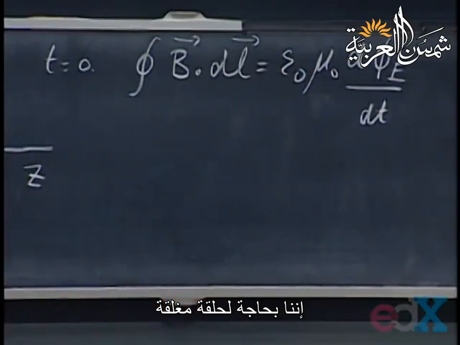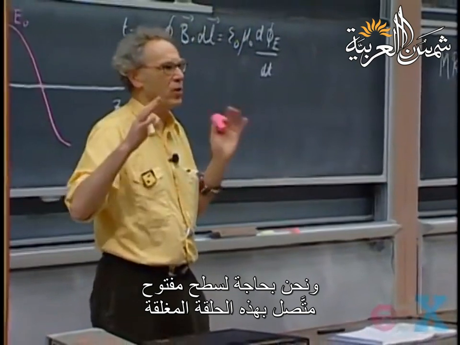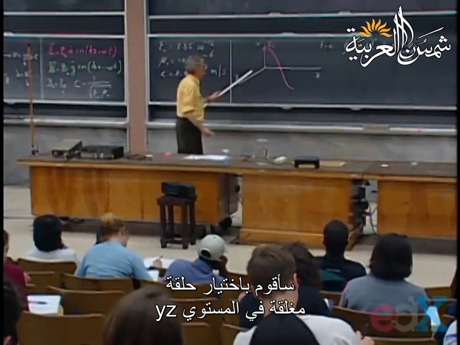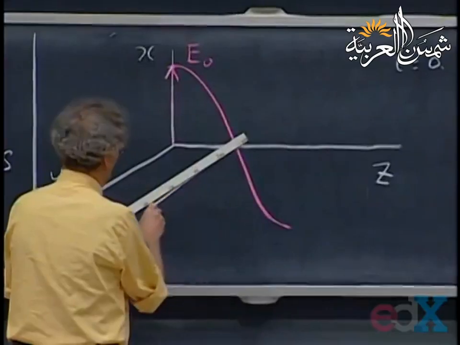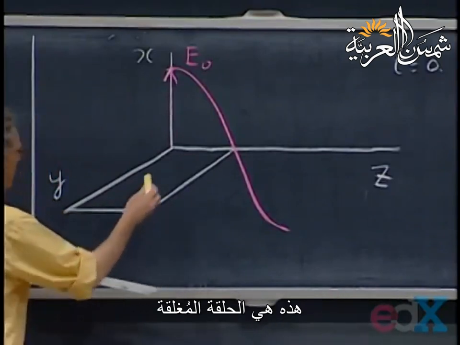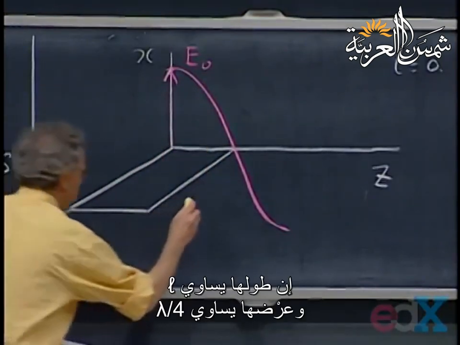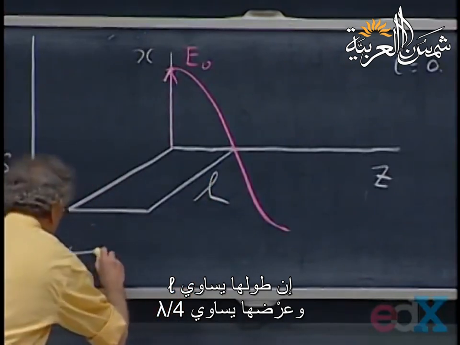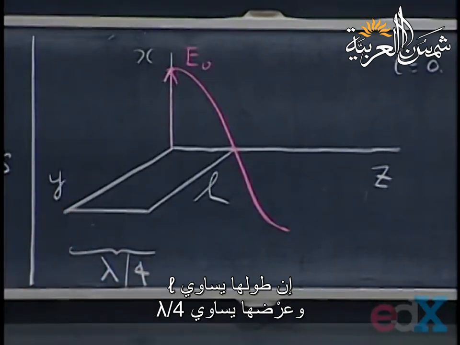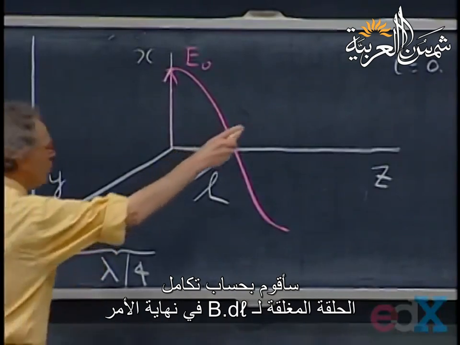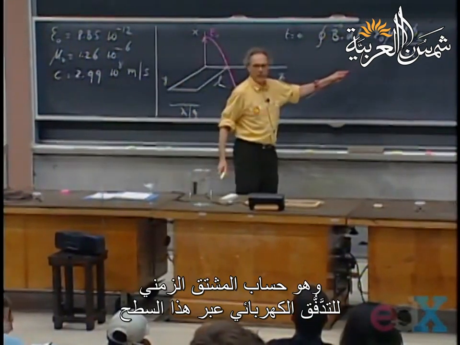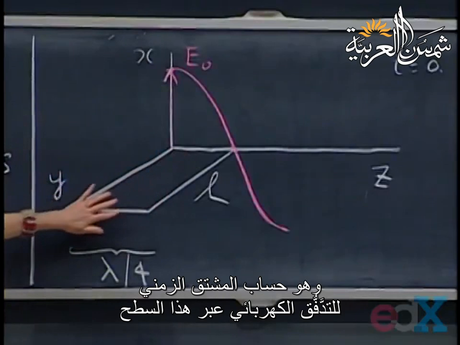I need a closed loop and I need an open surface attached to that closed loop. I'm going to choose a closed loop in the plane YZ. This here is going to be my closed loop. This length is L, and the width, this side, is lambda divided by four. I have to do a closed loop integral of B dot dl, I will do that last. I will first do the hardest part, which is the time derivative of the electric flux through this surface.